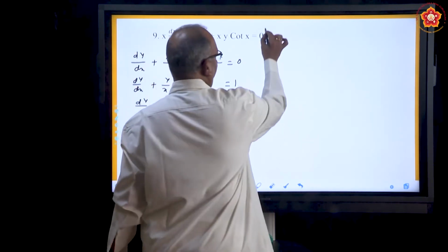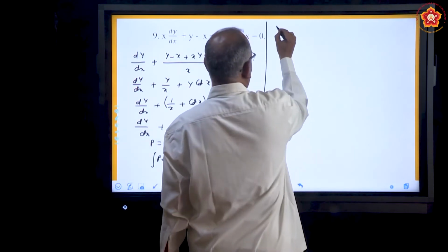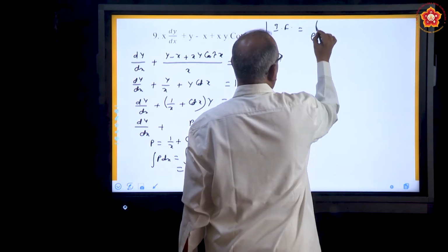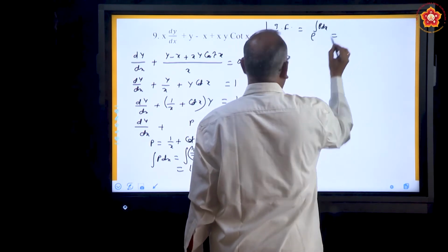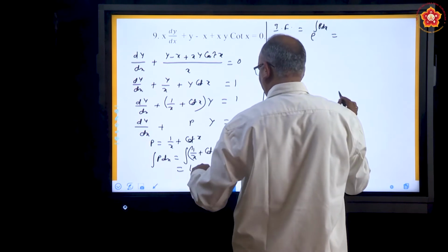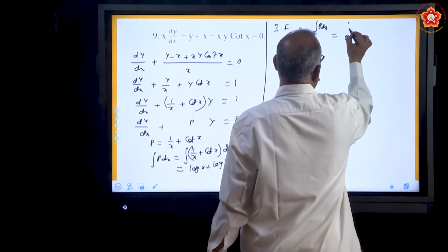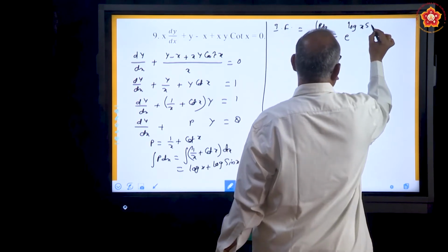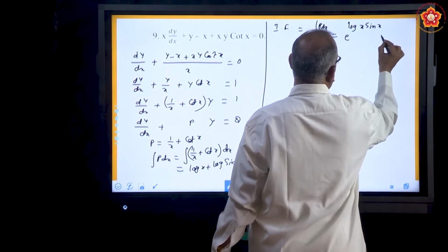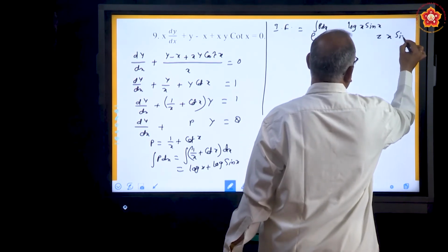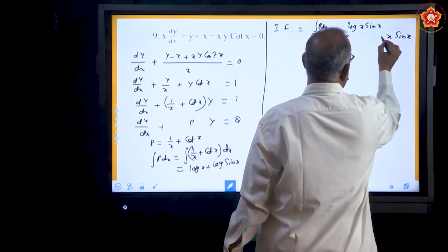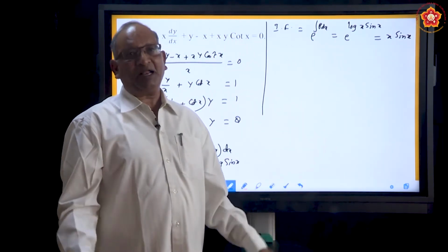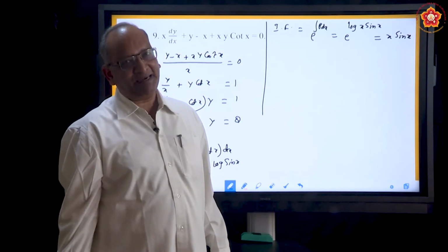Now, it will be easy to write the integrating factor. So, what is the integrating factor? It is e to the power integral of p dx. Integral of p dx, we got e to the power log, club them together, it can be written as x sin x. So, you get x sin x as the integrating factor, because e and log are reciprocal of each other. So, we got the integrating factor, we can directly write the solution.